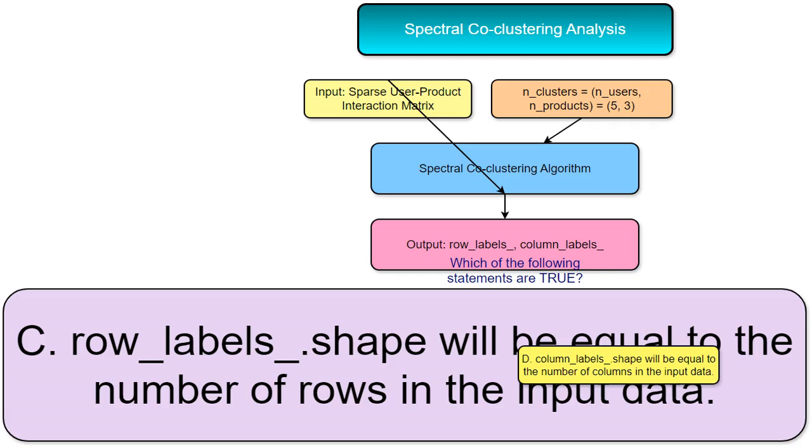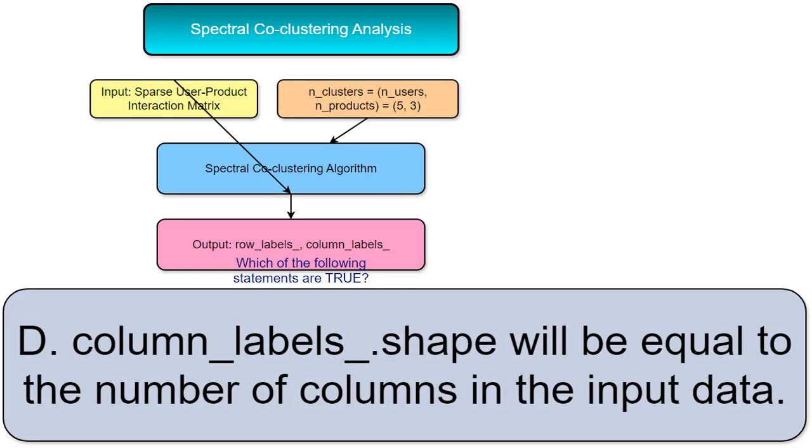The shape of row_labels_ will match the number of users in my dataset. It's the length of that user cluster list. The shape of column_labels_ will be the same as the number of products in the dataset. It's the length of that product cluster list.